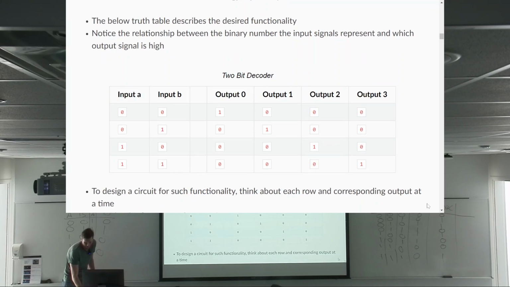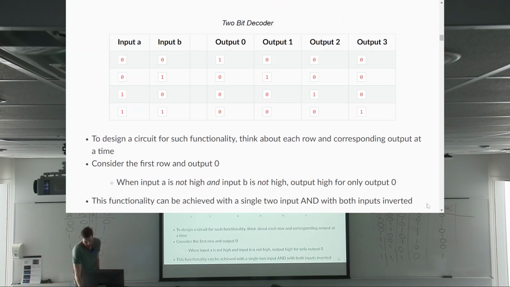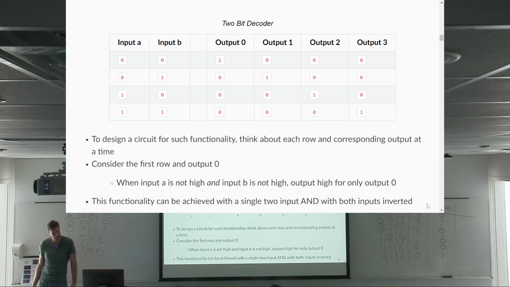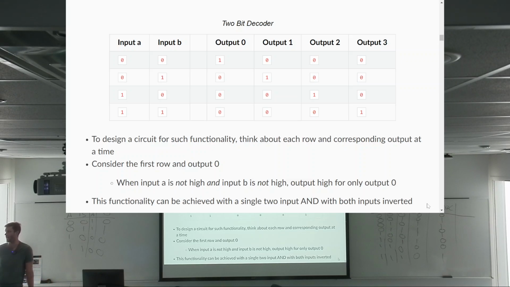Think about, first of all, I find it really helps to think of these as 4 separate circuits kind of stuck together. Although in this particular case, that might not be that helpful. How do you design it? Think for a moment. Consider the first row. This is a big hint. Consider the first row in output 0. When input A is not high and input B is not high, output high only for output 0. So how do I achieve this?